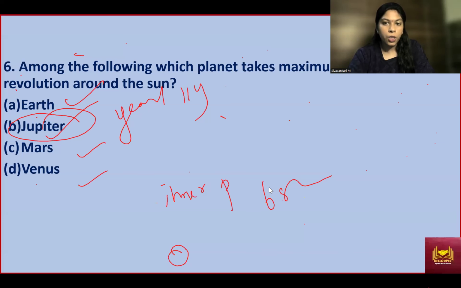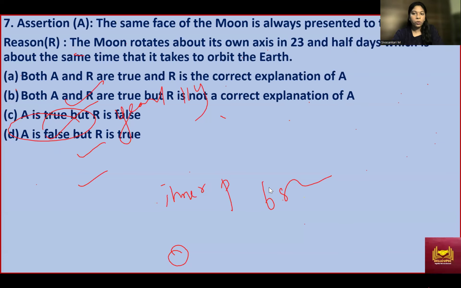See this assertion. The same face of the moon is always presented to the Earth. The moon rotates about its own axis. Let us erase. Okay, now see this. The moon rotates about its own axis in 23.5 days, which is about the same time that is taken to orbit the Earth. So what is right, what is wrong?